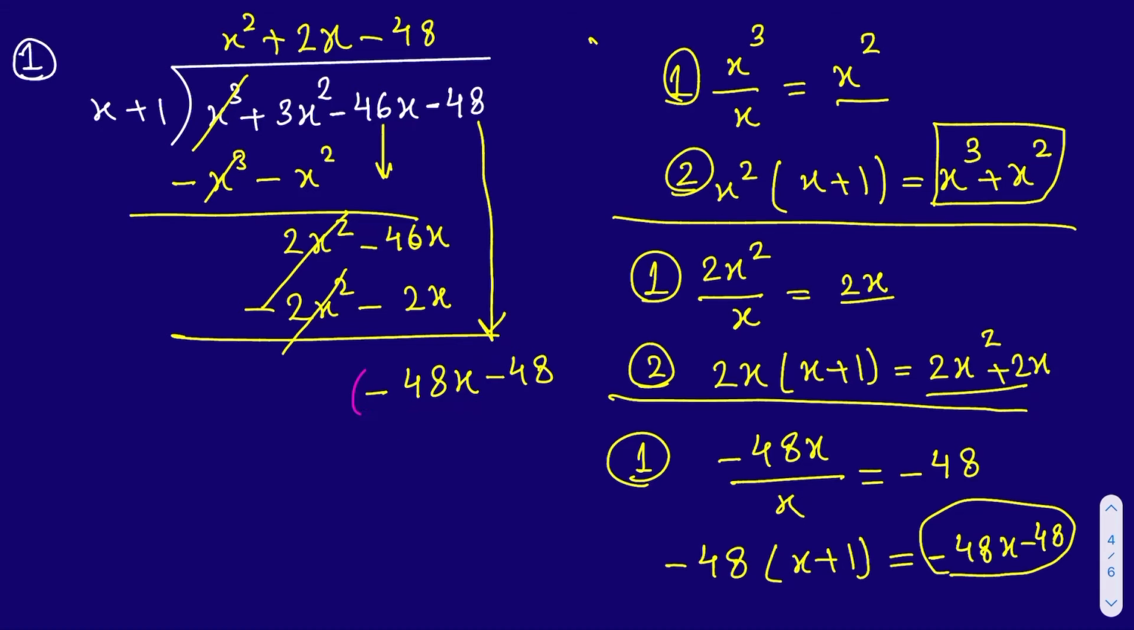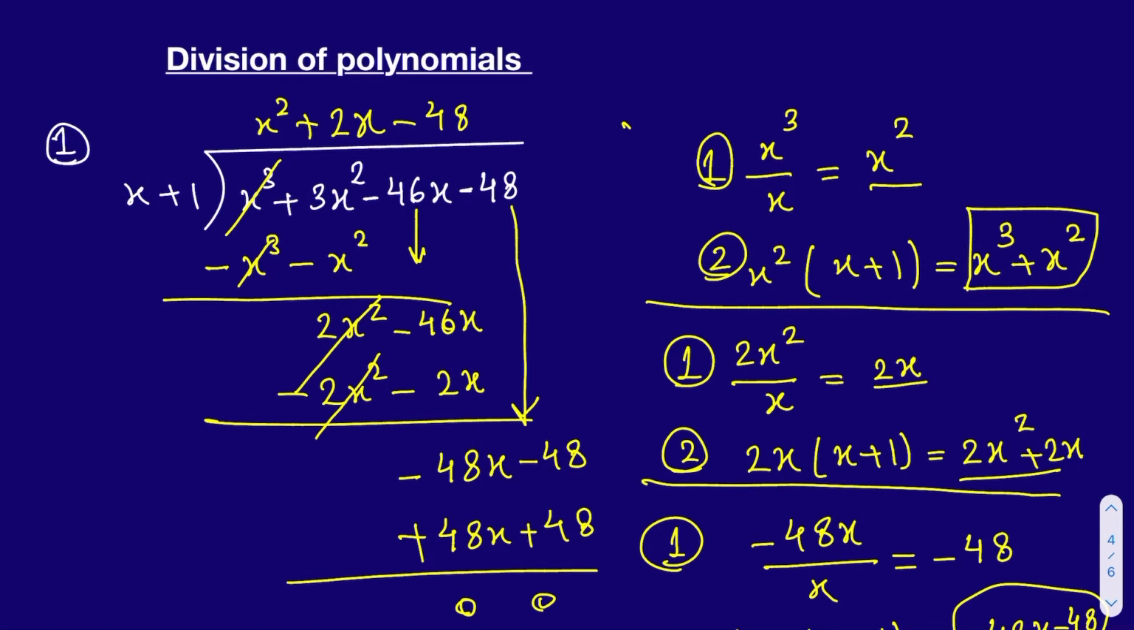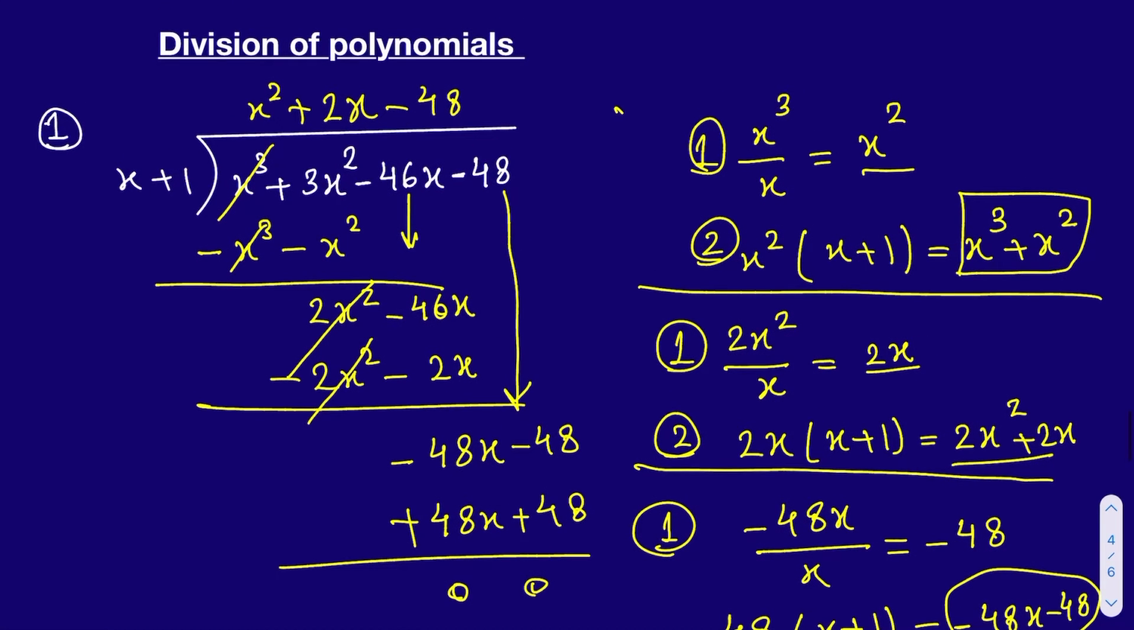So let me erase this. Okay. Minus 48x minus 48. And now I need to deduct it. So when I deduct it, I need to multiply by a minus. So this will be positive, and then I will add them up with the terms above, and the answer will be equal to 0. So therefore, this polynomial of degree 3 that we have got here is divided exactly by x plus 1, because the remainder we have is only 0, right? Okay, so therefore this is going to be our answer here, x to the power of 2 plus 2x minus 48.